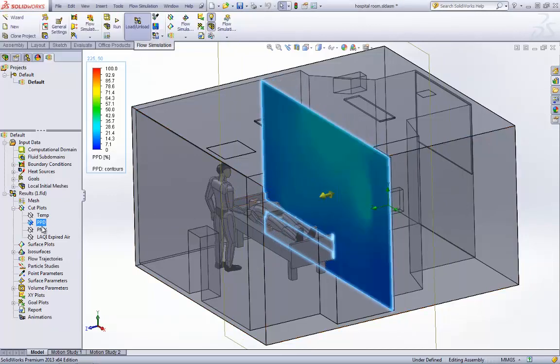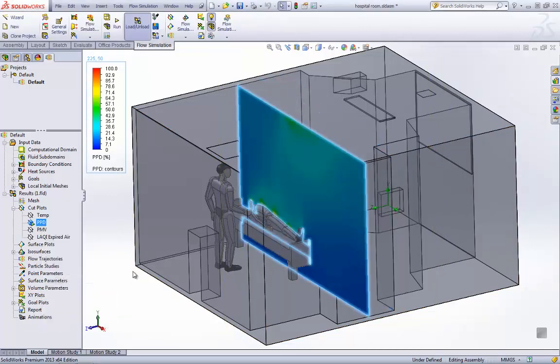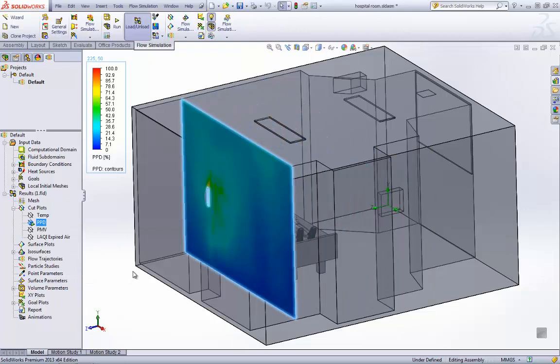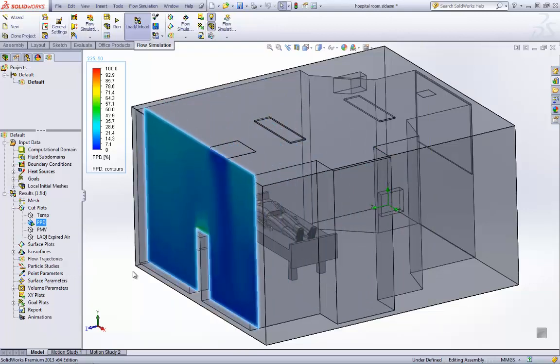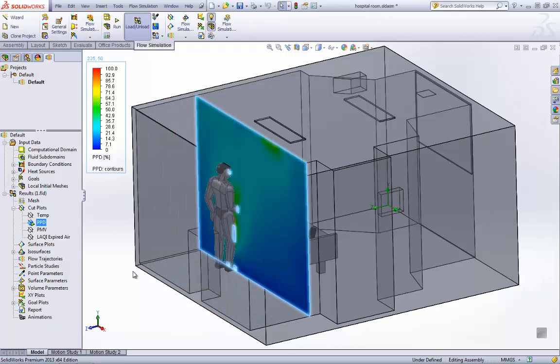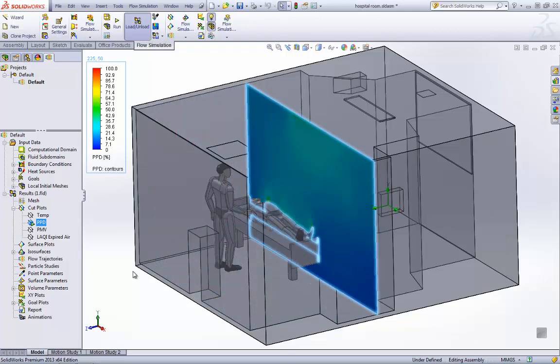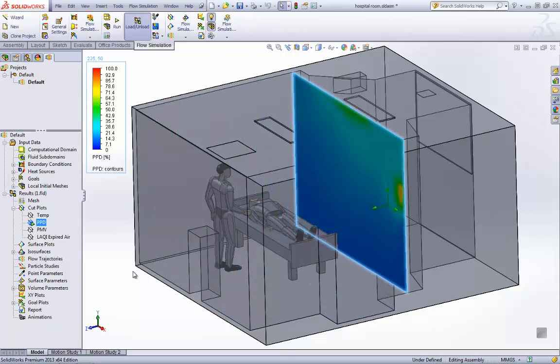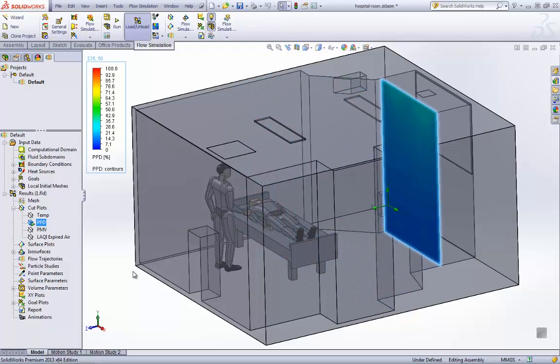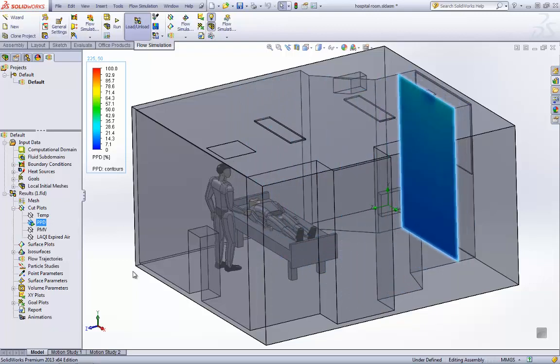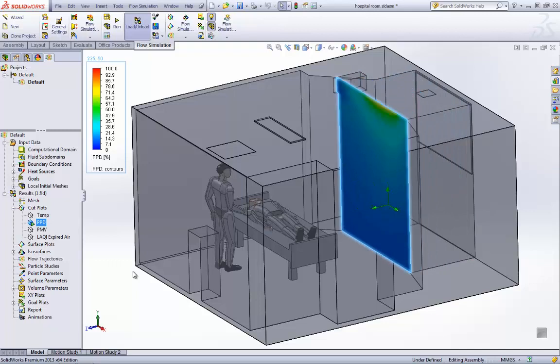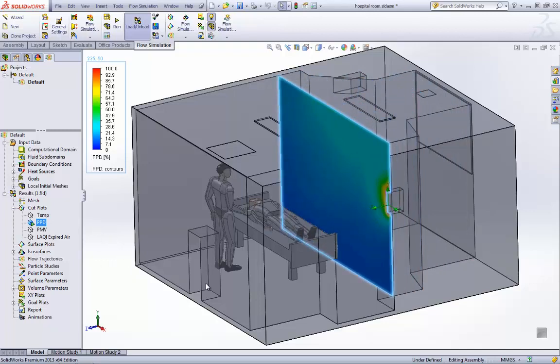I'm just going to hit play so that we can watch the animation go back and forth. So blue, obviously green near the heat sources, and some reds near the heat sources. But you're not going to be spending all your time that close to the lights or the TV screen anyway. So we see that the PPD for the room is actually pretty good. So the comfort of the room seems to be very good.